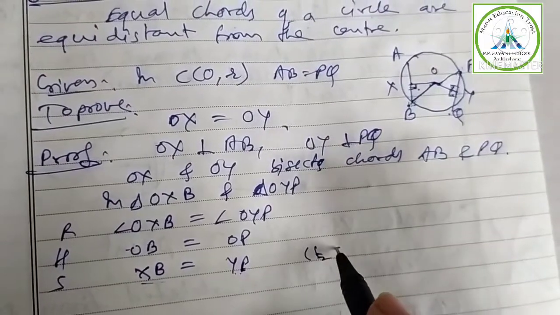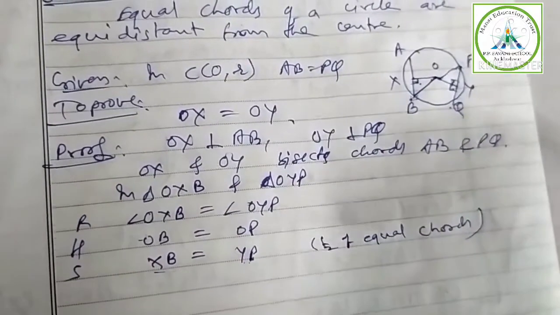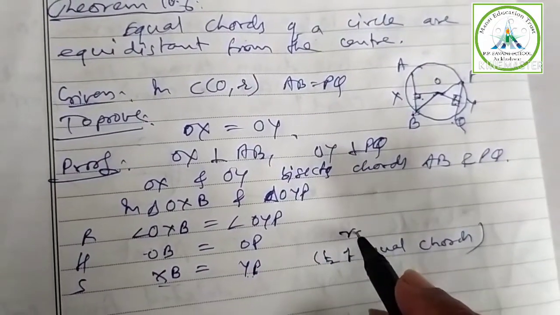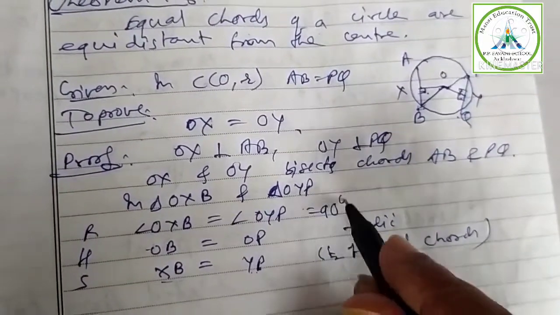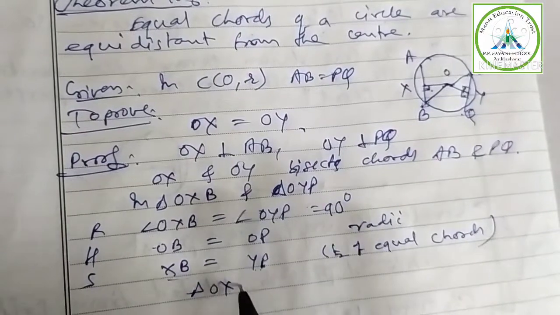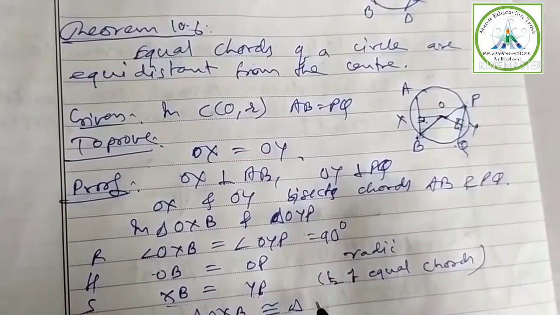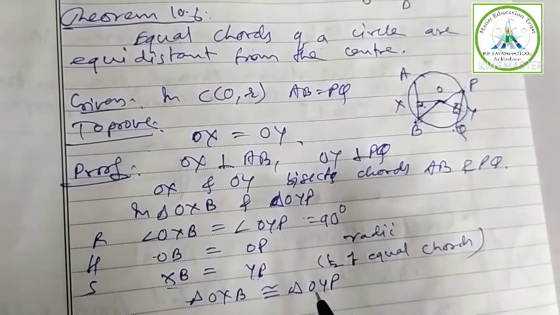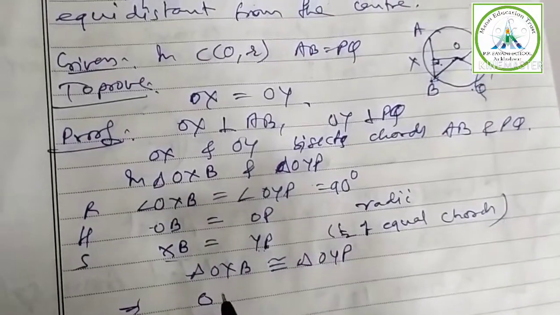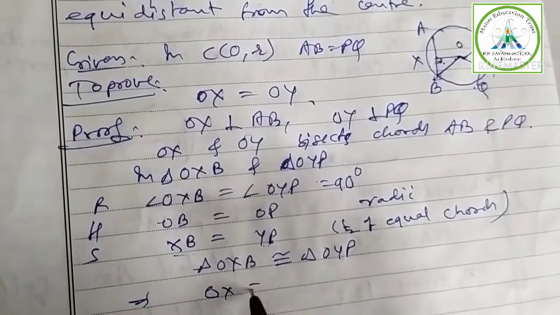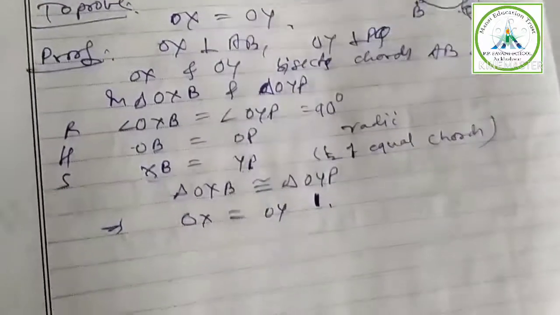Half of equal chords. Okay, OB and OP are radii, and these angles are equal to 90 degrees. Therefore, triangle OXB is congruent to triangle OYP. Right? This implies that OX equal to OY, and hence proved. So this theorem you have to remember.